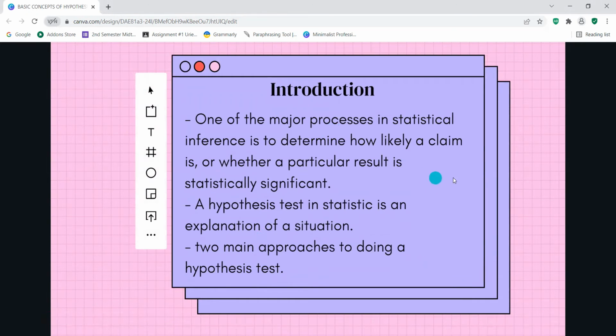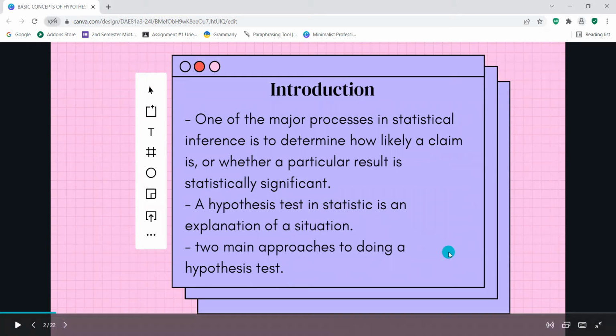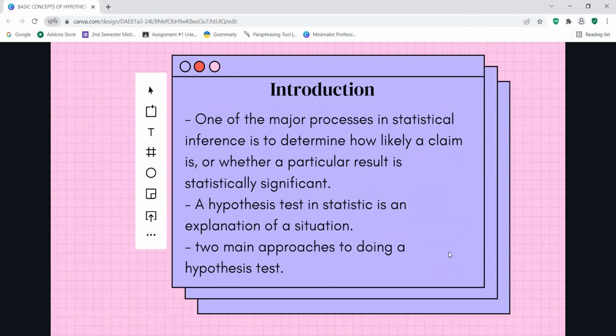Introduction. One of the major processes in statistical inference is to determine how likely a claim is or whether a particular result is statistically significant. Both of these questions are answered through a hypothesis test. A hypothesis test in statistics is an explanation of a situation. The result of the hypothesis test is interesting because the answer is not the focus of the process. Rather, we are interested in the argument that proves the result.